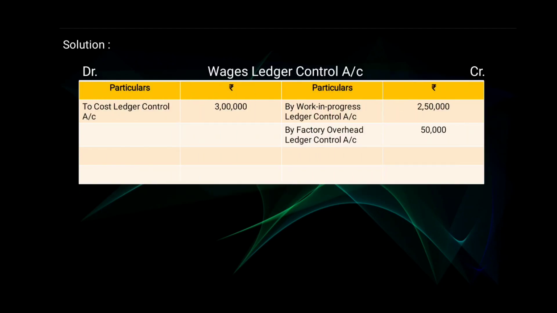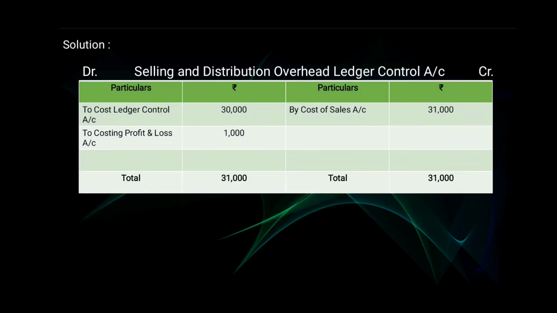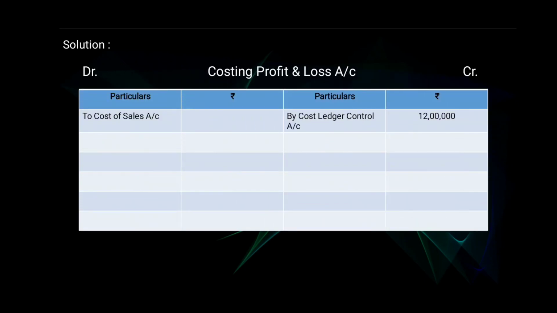Now in wage ledger control account, let us take the total of both the side. So the total amount is 3 lakh. In finished goods ledger control account, the cost of sales amount that is 10 lakh, and in selling and distribution overhead ledger control account, the cost of sales amount that is 31,000 will be transferred to costing profit and loss account on the debit side. To cost of sales account, amount will be 10,31,000.